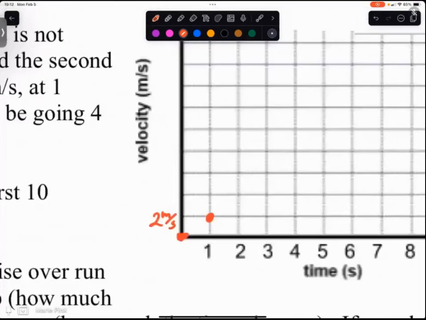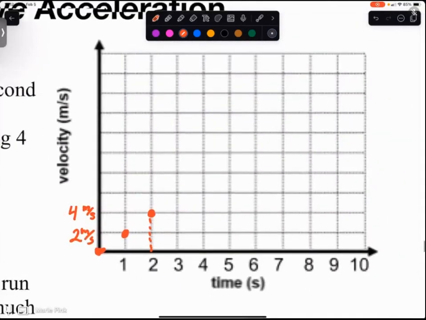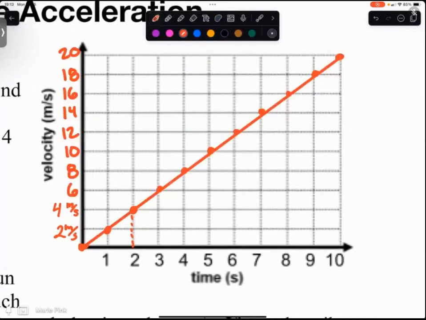And at 2 seconds, it will be going 4 meters per second. And I'm going to continue this on. And so each second, we are going 2 meters per second faster. So now it is speeding up. Well, how we describe how it's speeding up is going to be called acceleration.